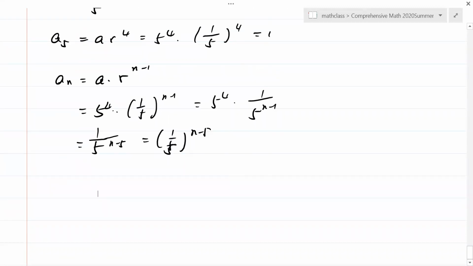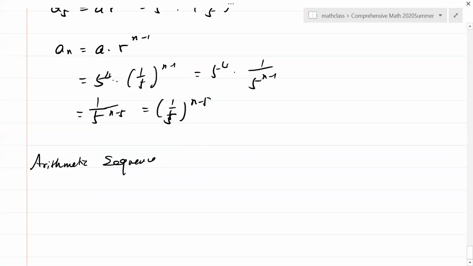All right, then I'm going to talk about arithmetic sequence. In an arithmetic sequence, the difference of two consecutive terms will be the same. So if you have A1, A2, A3, the difference is always going to be the same. It's always R.